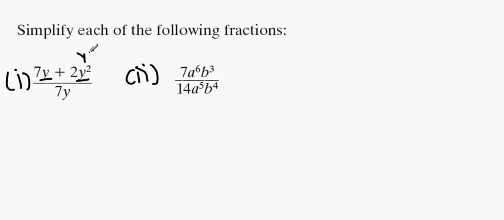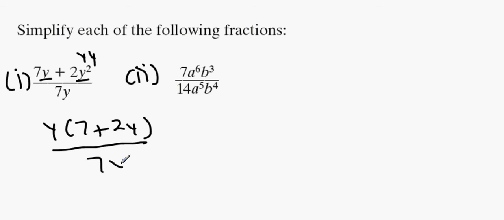So take out y's, okay? So y into 7y's left over 7 plus 2y, and that's all divided by 7y. Now, because this y is being multiplied by 7 plus 2y, and then this answer is going to be divided by y, what we can do is cancel the two of these off. And that's going to leave our answer as 7 plus 2y divided by 7.